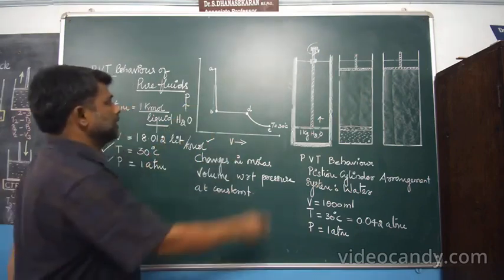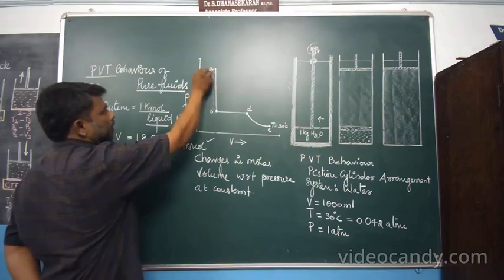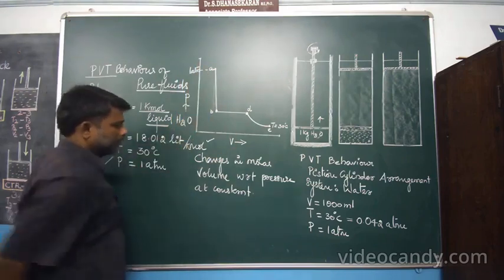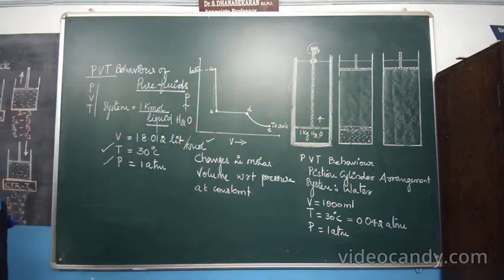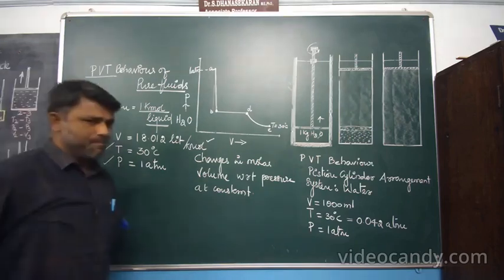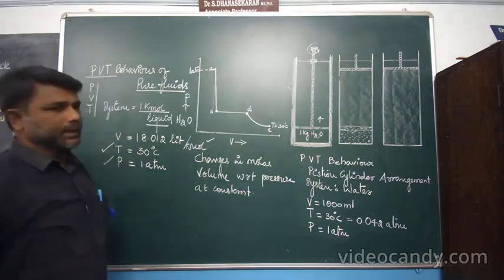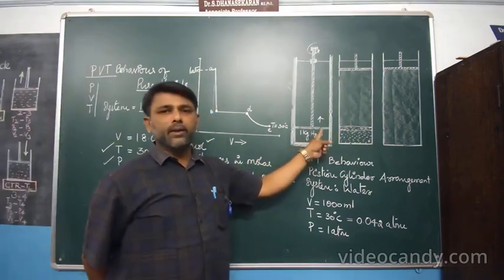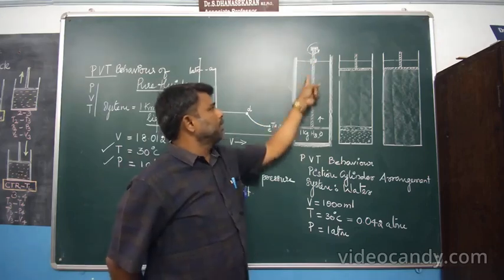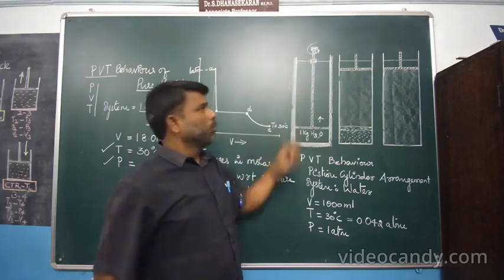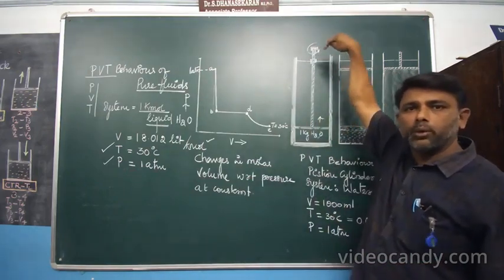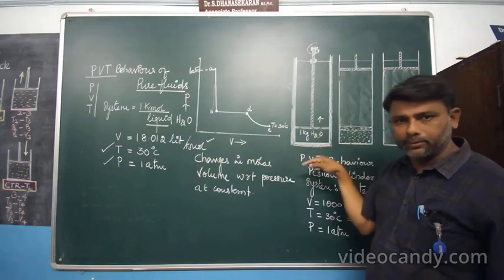The initial conditions are known. That means pressure is 1 atmosphere, volume is 18.012 liter per kmol, and temperature is 30 degrees Celsius. Clear? In this piston cylinder arrangement, a bolt threaded provision is there. While you rotate it, the piston may move in the upward direction or downward direction.